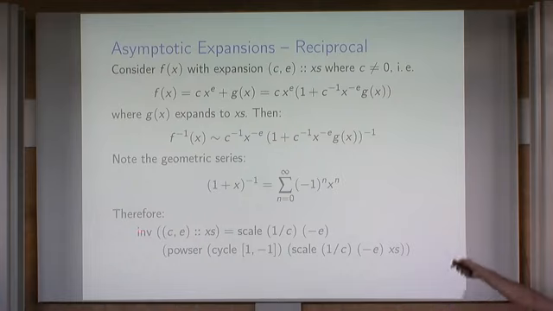So we scale with that monomial here, and then we substitute xs scaled again with this monomial into the power series of the geometric series. So this is not just the geometric series, it's like 1 minus x plus x squared minus x to the 3, and so on and so forth. Right. Okay?